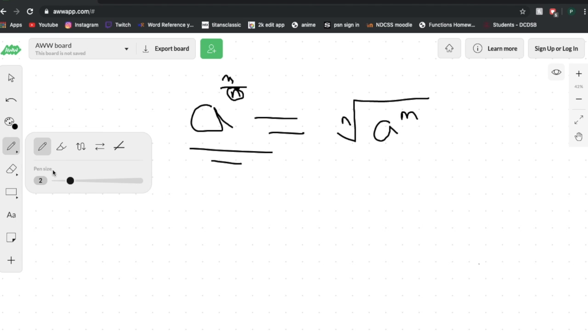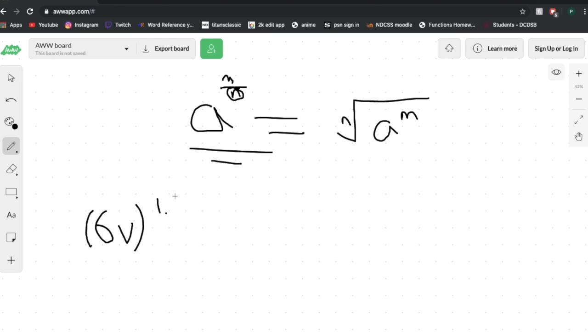Say for instance you have 6v to the power of 1.5. 1.5 is a rational number, but it is put into a decimal instead of a fraction. 1.5 is equal to 1 whole and a half. So in this case, let's use small denominators, such as 2. We can safely say 1.5 is equal to 3 halves.